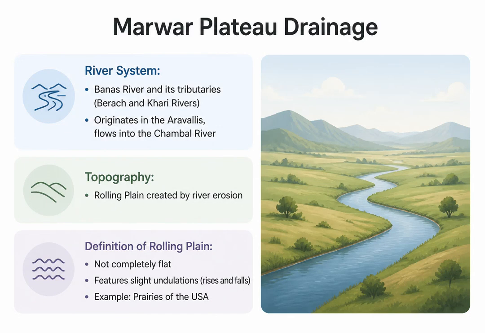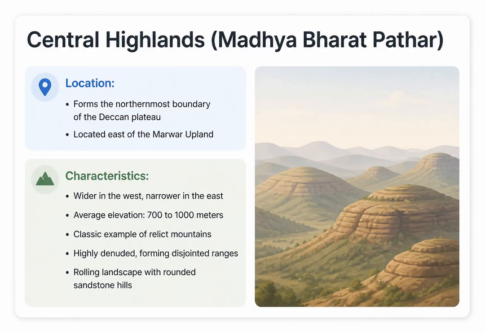The drainage of the Marwar Plateau is dominated by the Banas River and its tributaries, the Berach and Kothari. These rivers originate in the Aravallis and eventually flow into the Chambal River. Over time, the erosive power of these rivers has carved the landscape into a rolling plain. A rolling plain isn't perfectly flat. It has gentle, sweeping undulations, slight rises and falls in the terrain, very much like the famous prairies of the United States.